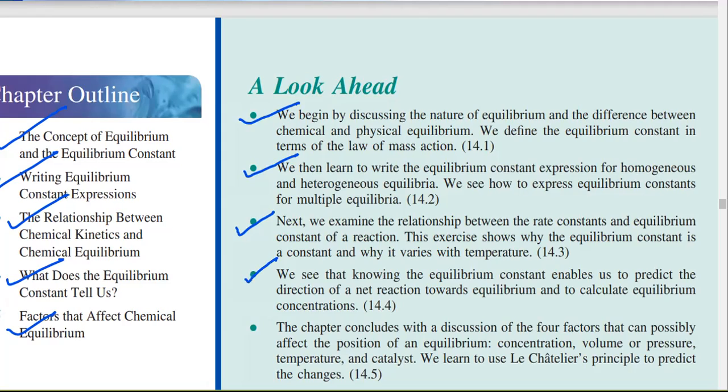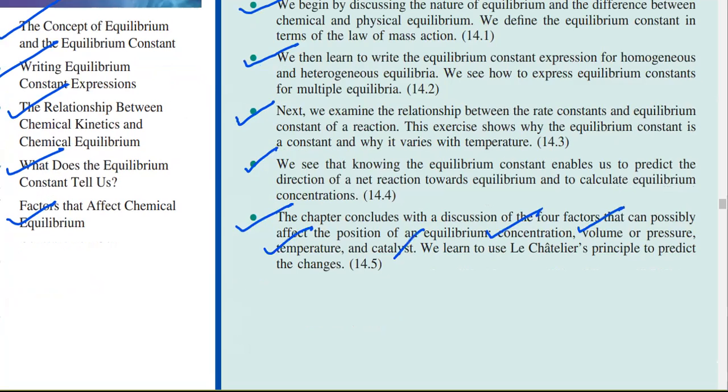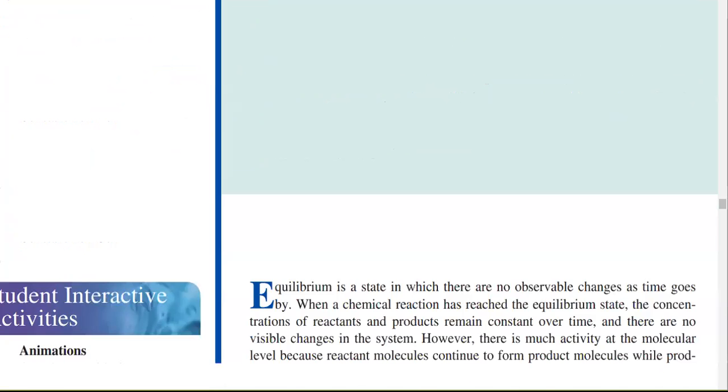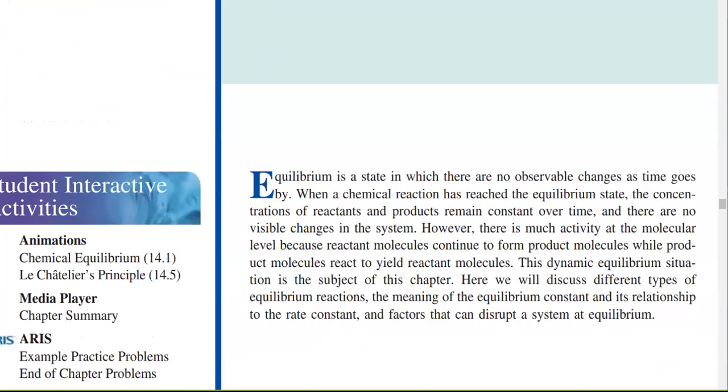Then we'll see that knowing the equilibrium constant enables us to predict the direction of the net reaction toward equilibrium and to calculate the equilibrium concentrations. The chapter concludes with a discussion of four factors that can affect the position of equilibrium: concentration, volume or pressure, temperature and catalyst. We learn to use Le Chatelier's principle to predict these changes. Let us start the discussion.